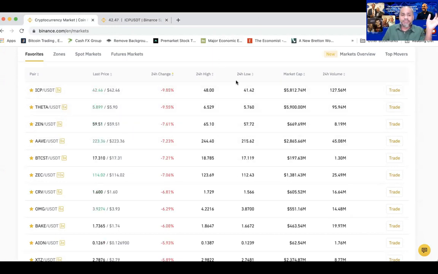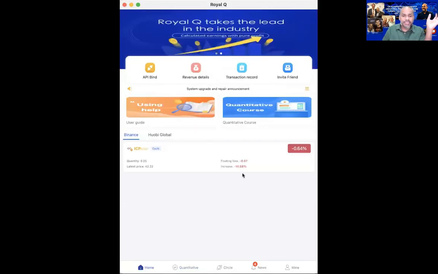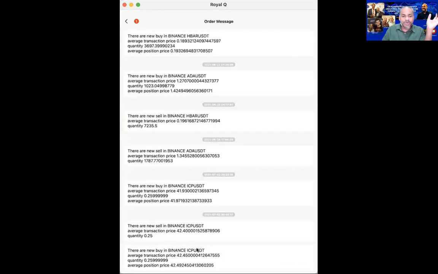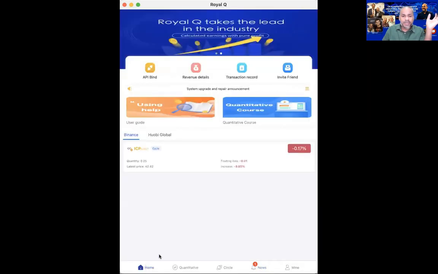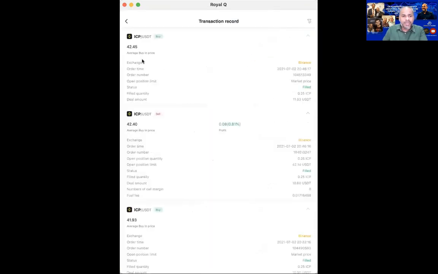So if we get back into our royal queue again, you can see over here, we already have, see that? It's already taken the profit for me. It's already taken one profit here, so it's already closed. If I click ICP here and check the trading record here, you can see we just put this trade at about 2046.846 just recently, and it is already filled.